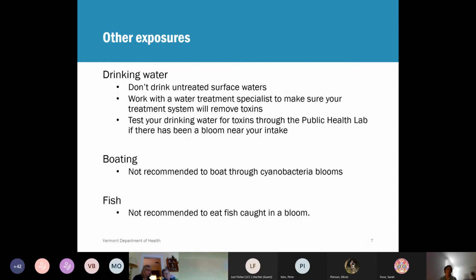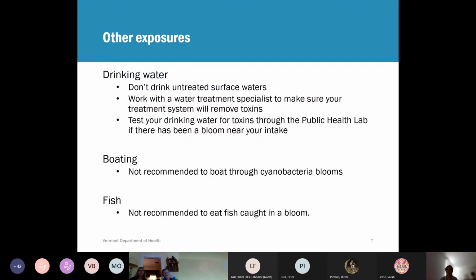Regarding eating fish from cyanobacteria blooms, it's not recommended to eat fish caught in blooms. There's ongoing research. We don't quite know how long cyanotoxins may remain in fish organs when they swim in the blooms, but we do always recommend cleaning fish properly, not eating the organs, especially the liver, where cyanobacteria toxins may accumulate.